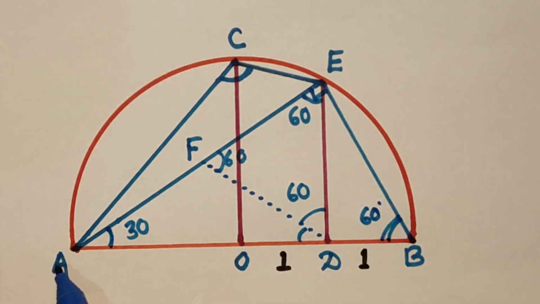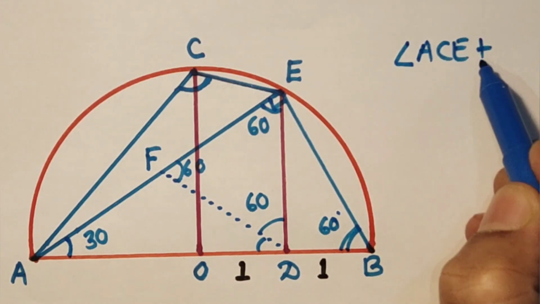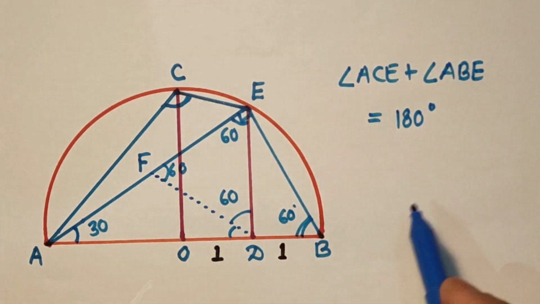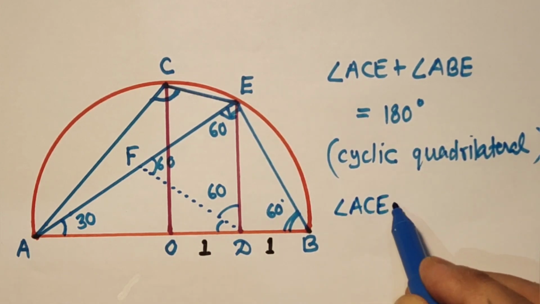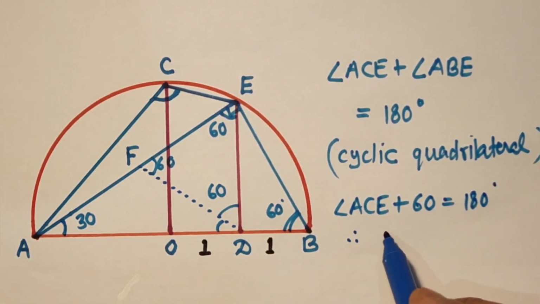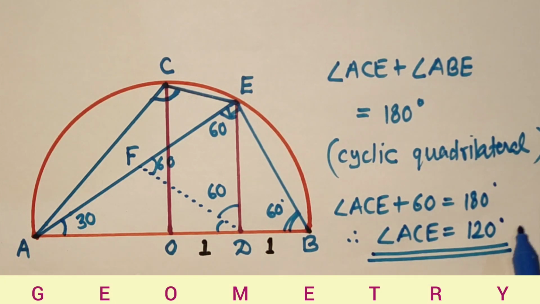Angle ACE and angle ABE are supplementary angles, as ACEB is a cyclic quadrilateral. And the sum of the opposite angles of a cyclic quadrilateral will be 180 degrees. So angle ACE plus angle ABE, which is 60, is 180 degrees. Therefore the required angle ACE is equal to 180 minus 60, which is 120 degrees. Once again we are getting angle ACE, the required angle, is 120 degrees. That is the answer.